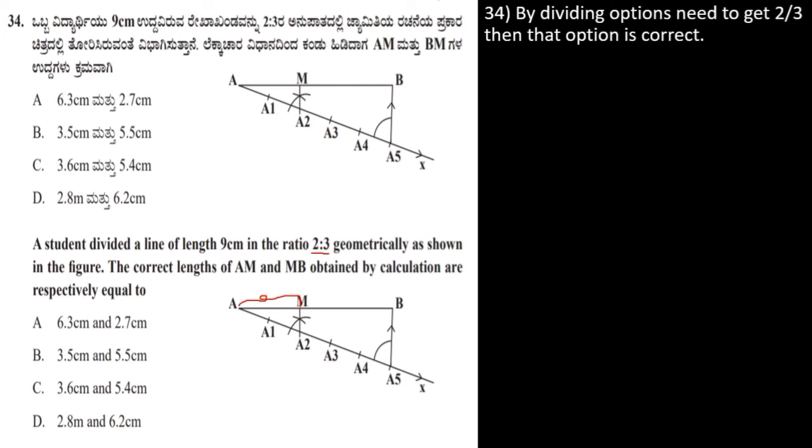Checking option A, 6.3 cm and 2.7 cm, we can't get 2/3 by dividing both. It's not possible. Option B, we have 3.5 cm and 5.5 cm. By dividing that also we will not get 2/3. Option C, we have 3.6 cm and 5.4 cm. By dividing that we will get 2/3. Multiply numerator and denominator by 10, we get 36 by 54. Divide by 9, and again divide, we get the simplification. The answer is 2/3. Therefore option C is the correct one.